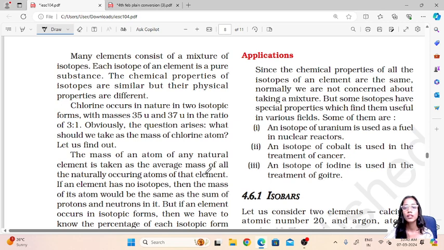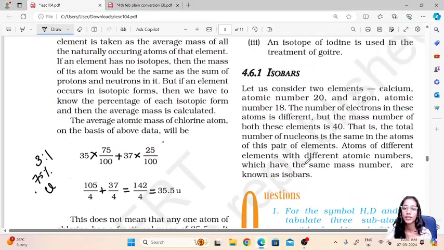Now, very important are the applications of these isotopes. An isotope of uranium is used as a fuel in nuclear reactors. Okay, it is used in the nuclear reactor for production of nuclear energy, and is also used for bombardment of the nuclei. Then second, an isotope of cobalt is used for treatment of cancer. Okay, these isotopes are labeled, and they are used to detect the cancerous cells, the tumor containing cells. Then an isotope of iodine is used in the treatment of goiter. Okay, so these three applications are important.